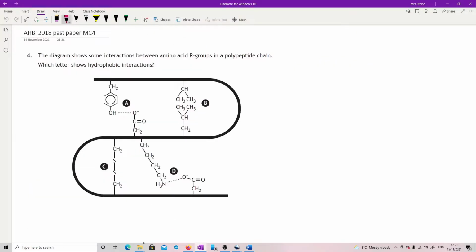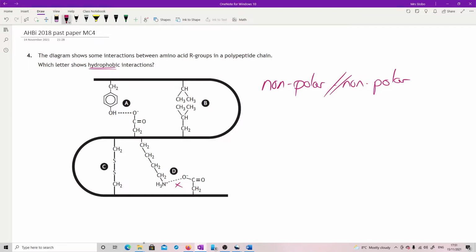The diagram below shows some interactions between amino acid R groups in a polypeptide chain. Which letter shows hydrophobic interactions? Okay, so I need something which is basically things that don't like being near water. I am looking for non-polar to non-polar. Let's find something like that.